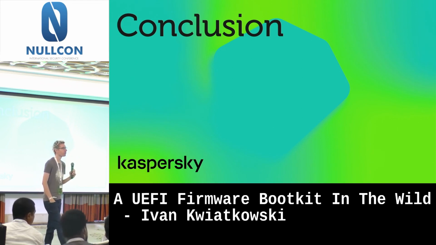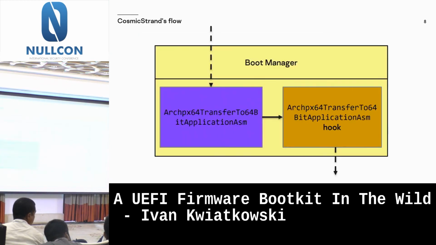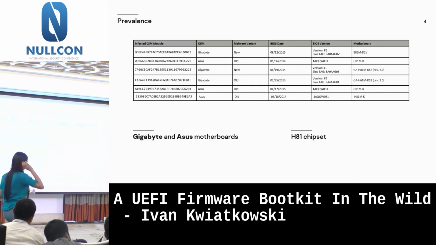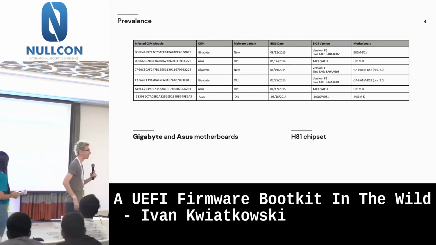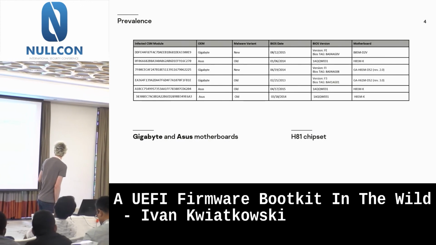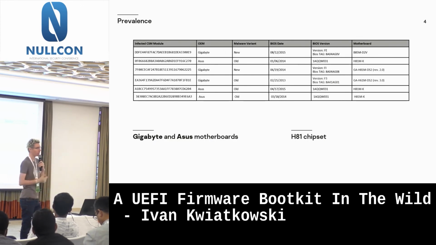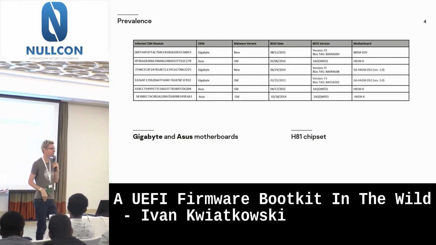There was a slide where you showed prevalence, like it targets H81. So I can also see some other ones like N61 and E85. Is that the same chipset, or how was it attributed to H81 specifically? I think that when you look at the design sheets for these motherboards, they all end up having this H81 chipset. I think this is why we figured it out.